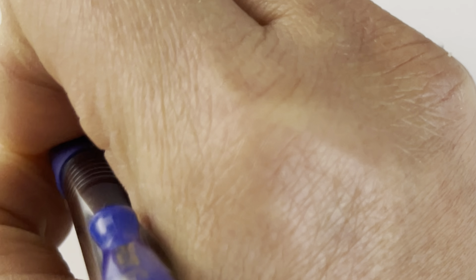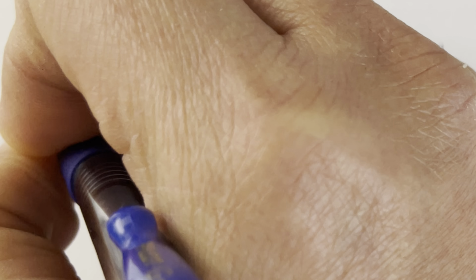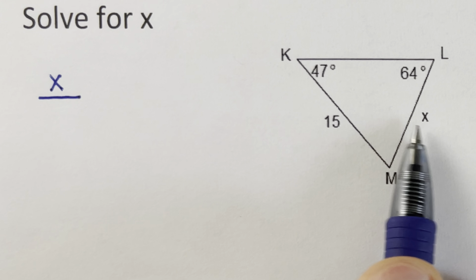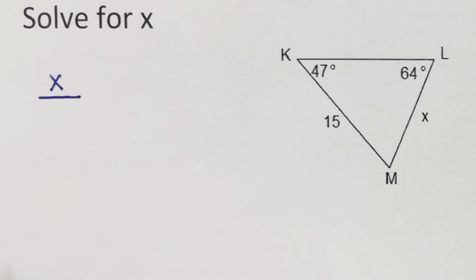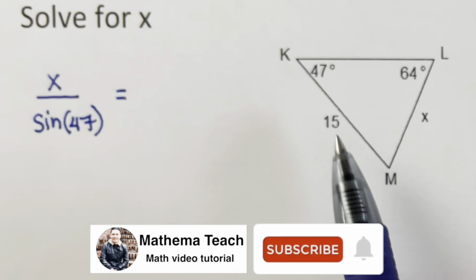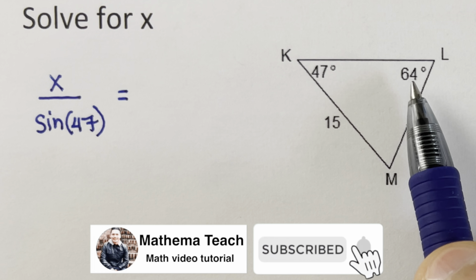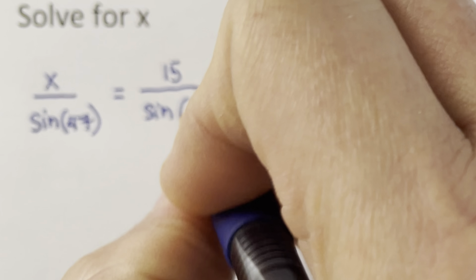We write the side first, that's the missing side, x, over the sine of the angle across from it, so that would be sine 47. I'm going to write sine 47 right there. That is equal to the 15, which partners up with 64, so that would come out as 15 over sine of 64. I'm going to write sine 64 right here.